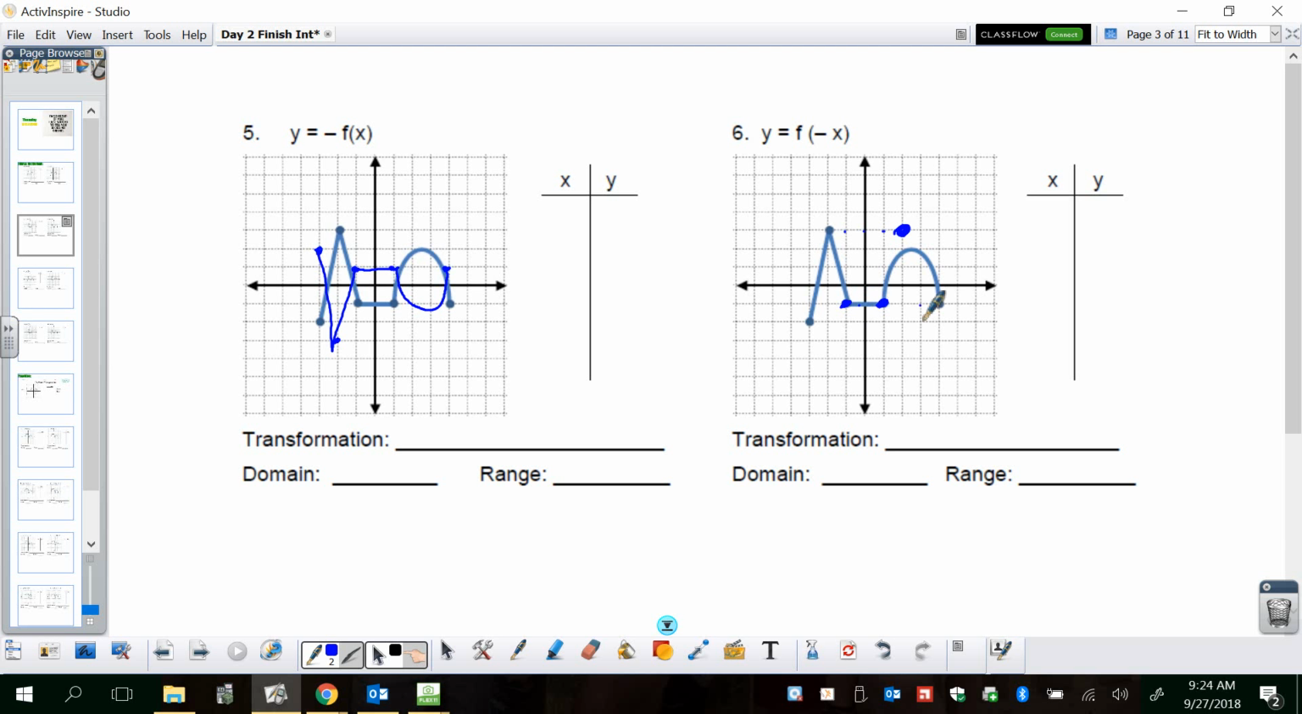Now, this one goes over 1, 2, 3, 4. So over 1, 2, 3, 4. And this one goes over 1, 2, 3. And now it's backwards. Y'all see how that worked?